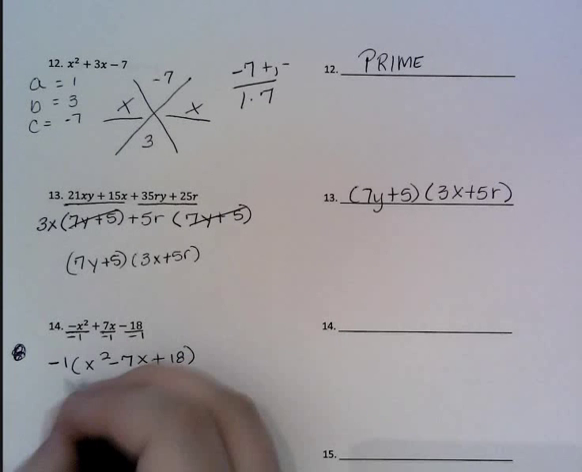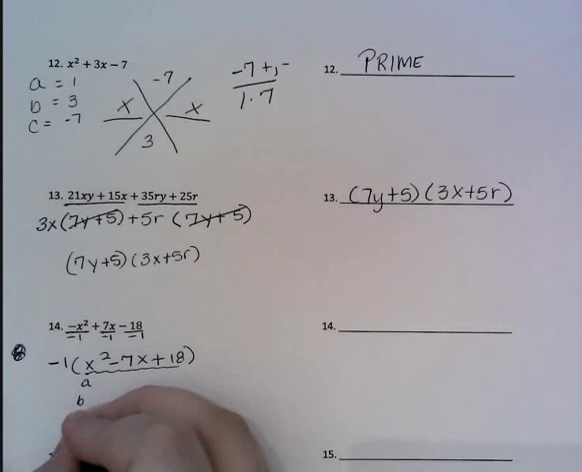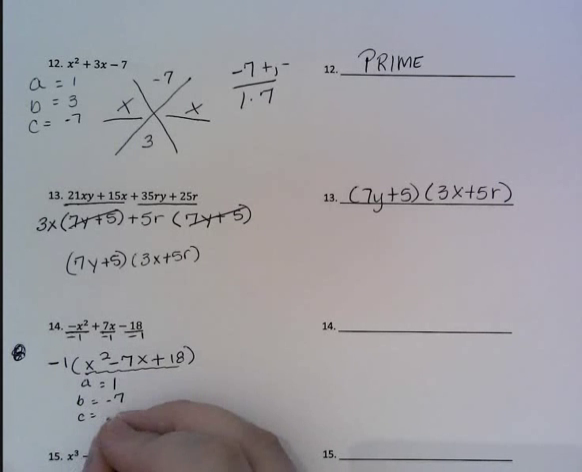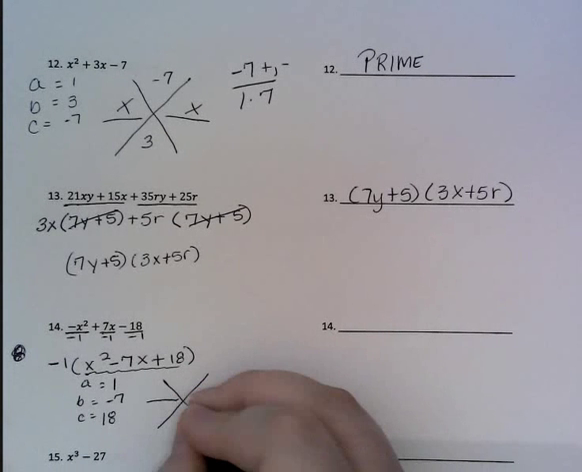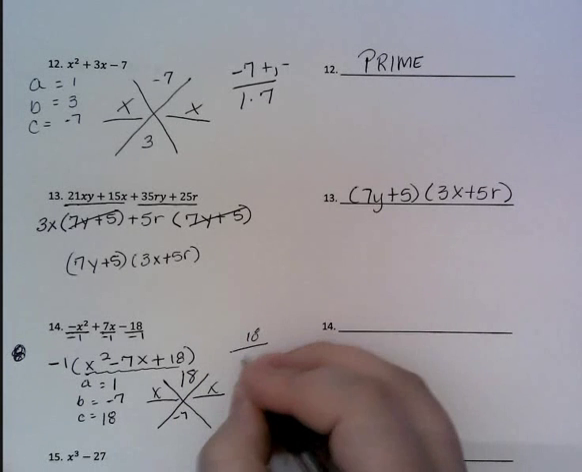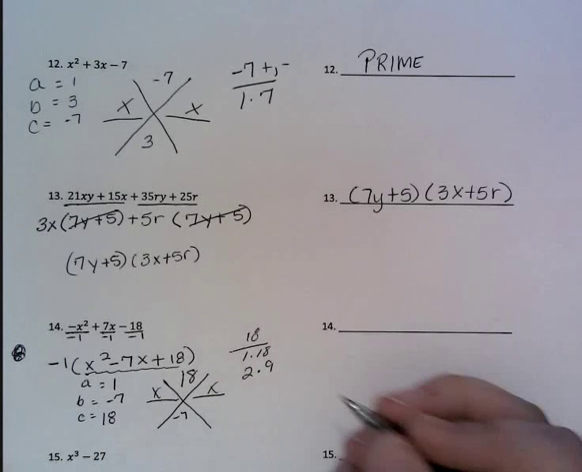Now I look inside and say, well, how many terms are there? There are 3. So we've got A, B, C. A is 1, B is -7, C is 18. So I have to find what numbers multiply to give me 18 and add to give me -7.